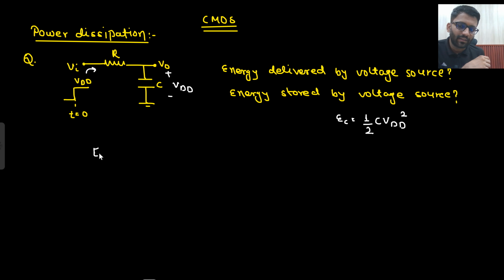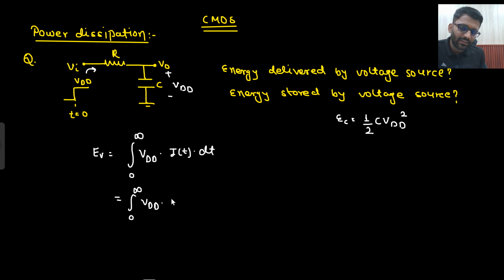So how can I find? EV, I am calling it. That would be voltage, that is VDD, into the current that is flowing from it, into dt for a time 0 to infinity. Voltage into current into dt. Right? This is your energy. So from 0 to infinity, VDD is the constant value. What is the current expression? Initially it is VDD by R, then it will be exponentially decaying.